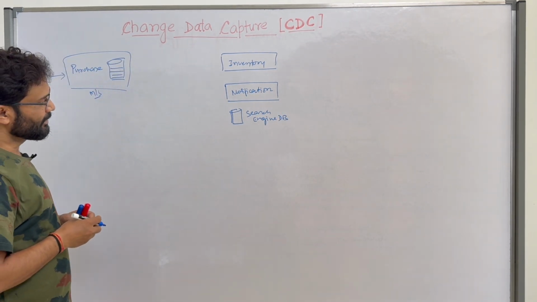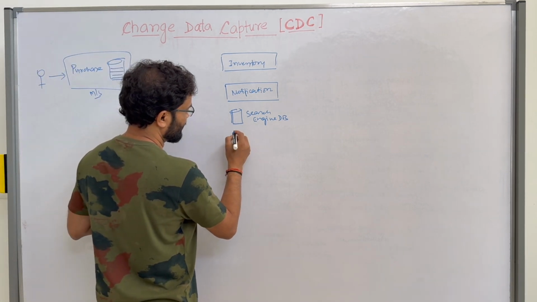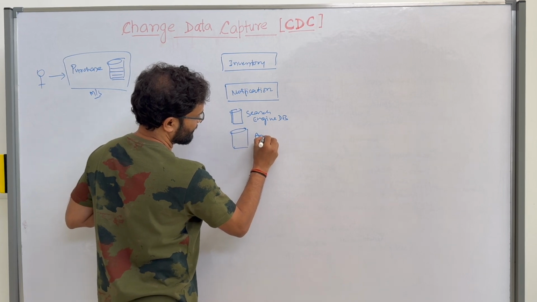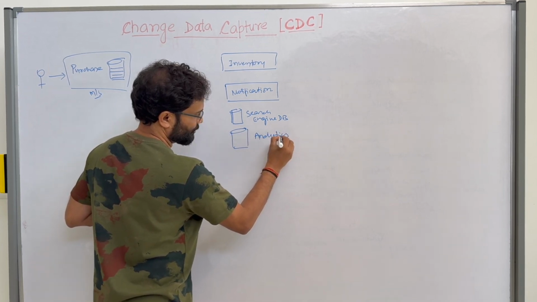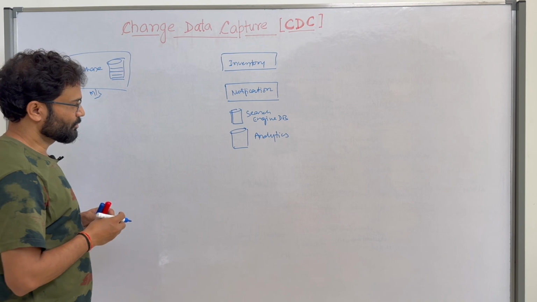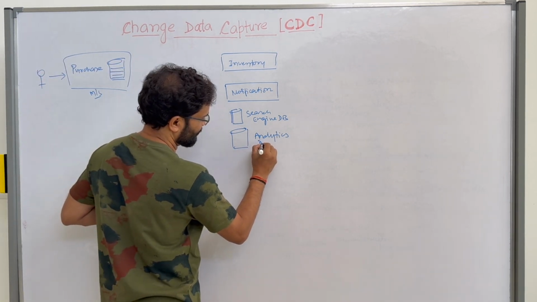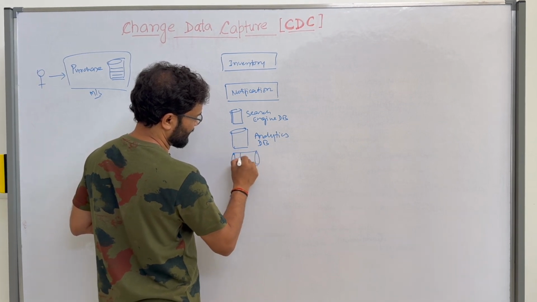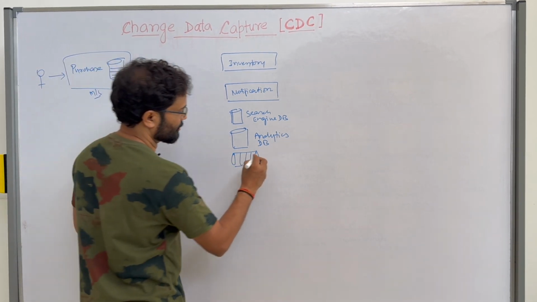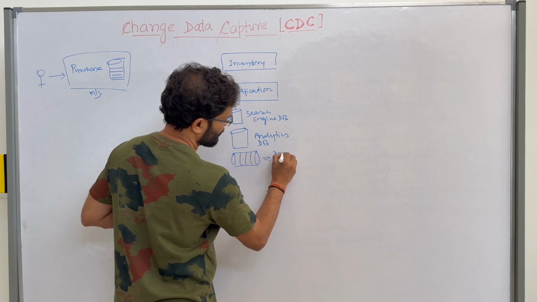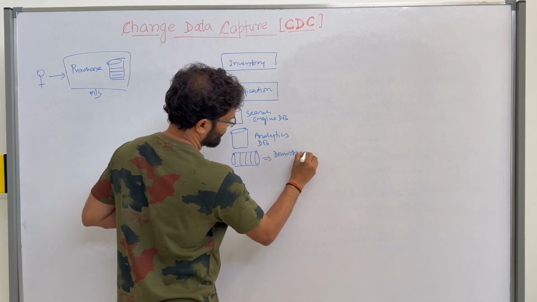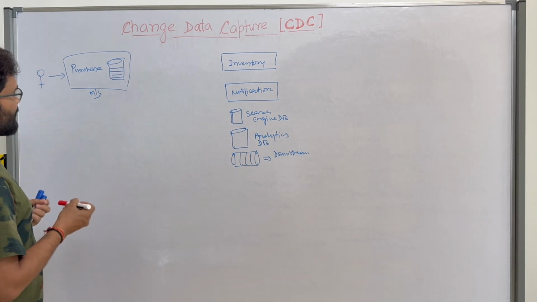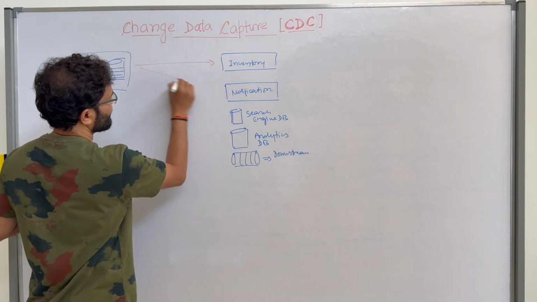That could go to some search engine database, so the user can search their orders in the app. And that would go to another database, the analytics dashboard, so the company knows how many items have been sold. That is for analytical dashboard purposes. And one way or another, you want to send this information to Kafka, so downstream components can use the data.